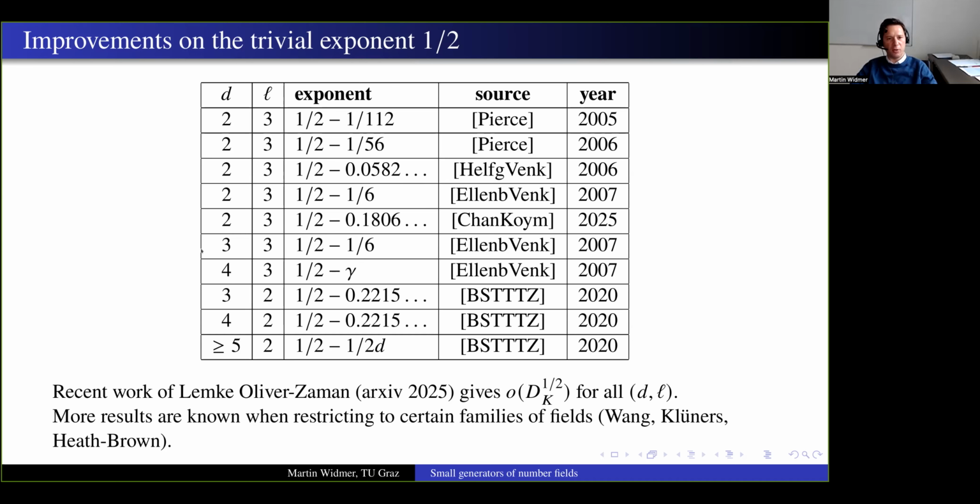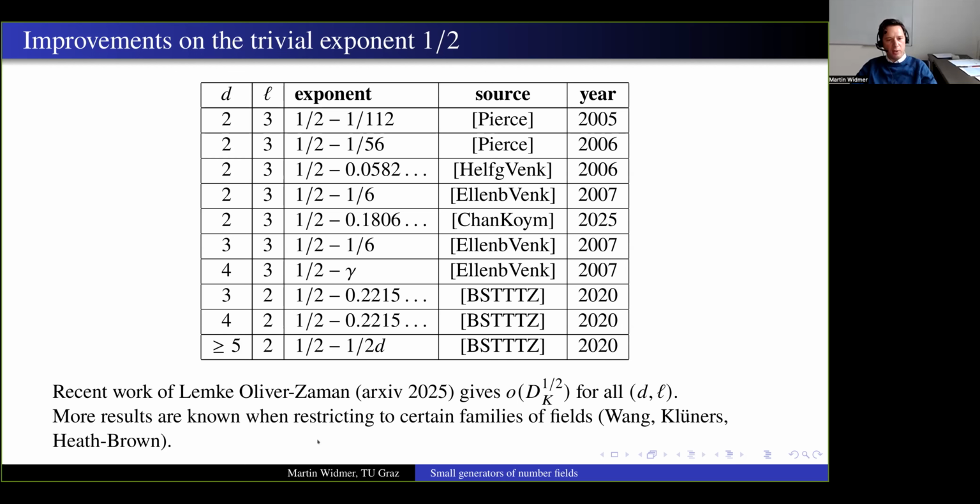The method of Ellenberg and Venkatesh also gives improvements to the exponent 1/2 for 3-torsion in cubic and quartic fields. And another breakthrough was obtained by Bhargava, Shankar, Taniguchi, Thorne, Tsimerman, and Zhao in 2020. They are able to improve the exponent for 2-torsion for any degree, okay? And for degrees 3 and 4, they get, in fact, very, very good improvements that have various other interesting consequences. I also would like to mention that recent work of Lemke Oliver and Thorne appeared on the arXiv this year, which gives an improvement on the trivial bound that we have seen for all d and l. They don't improve on the exponent 1/2, but they are able to remove the plus epsilon. In fact, they even get an additional logarithmic improvement.